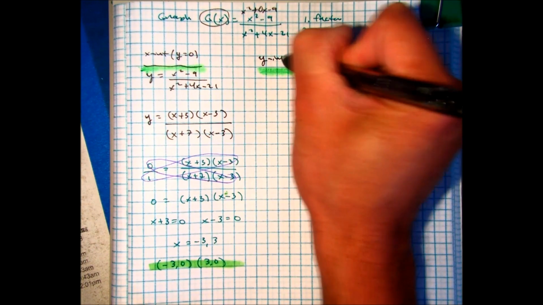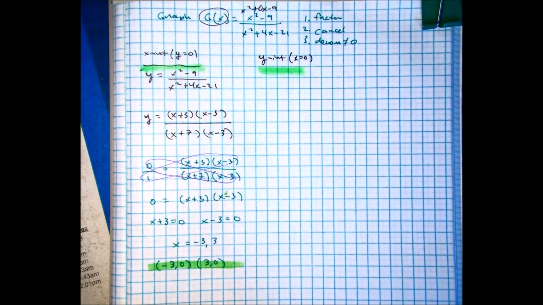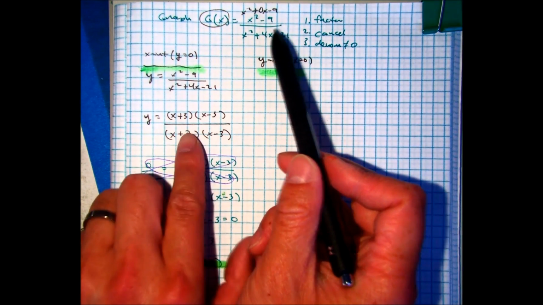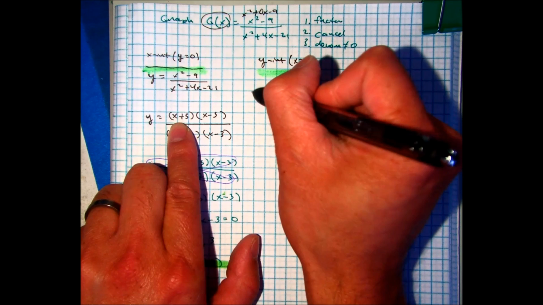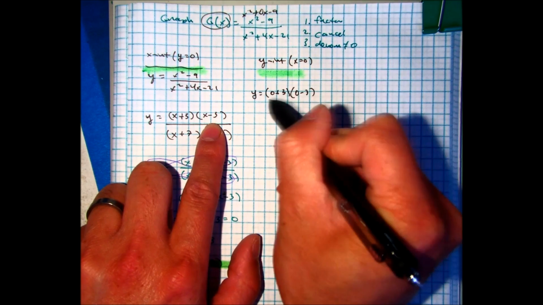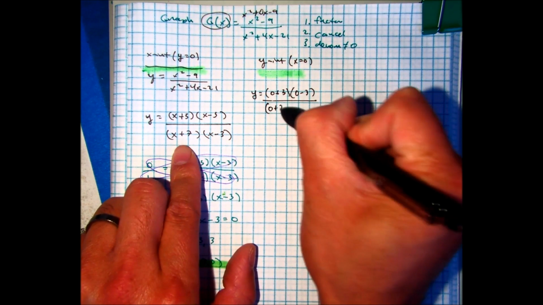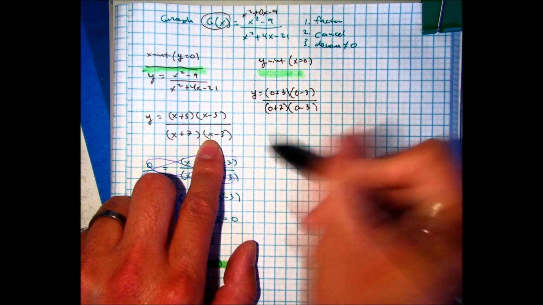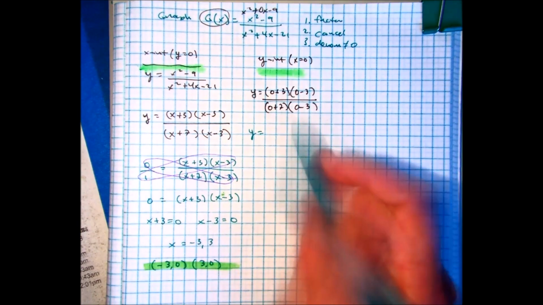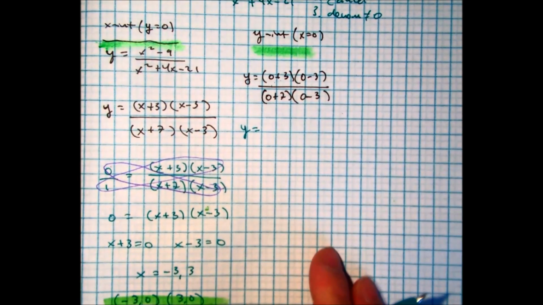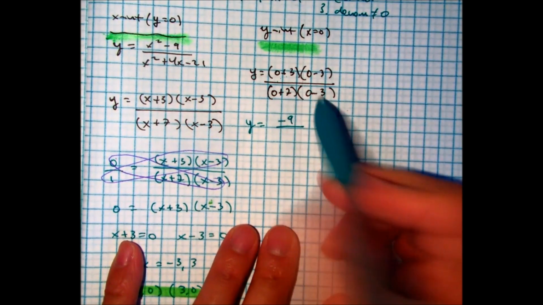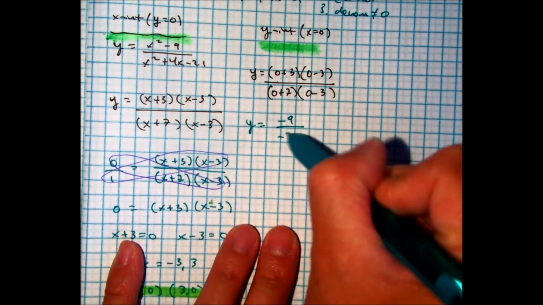For the y-intercept we need to make x 0. And again, at this point you can use the factored form, or you can just use the original rational function. So I'm just going to use the factored one. 0 plus 3, 0 minus 3, all over 0 plus 7 over 0 minus 3. And that will get us 3 times negative 3, negative 9. 7 times negative 3, negative 21.